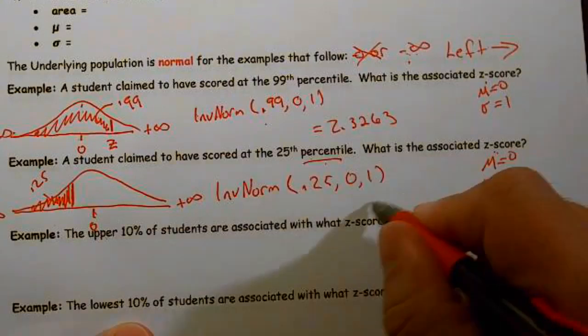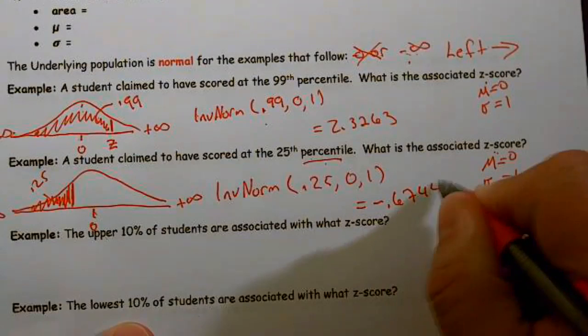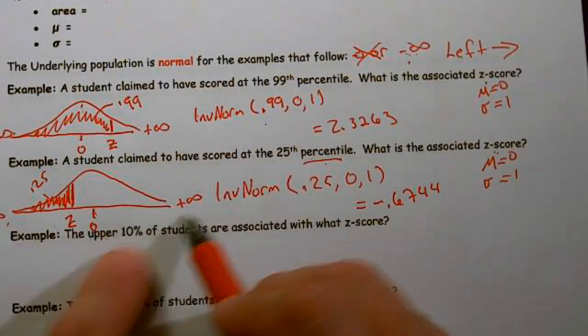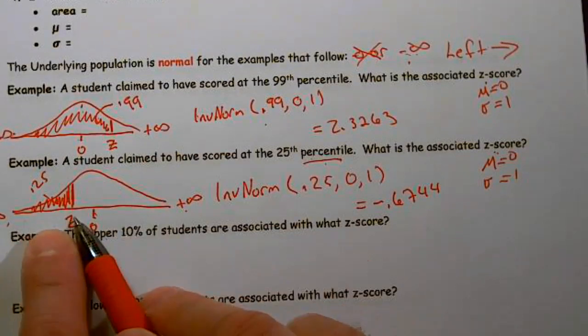Now, does it make sense for this to be negative? Well, remember, this is essentially a number line from negative infinity to positive infinity, and since we're below 0, it's like, oh yeah, if it's less than 0, it's got to be negative.